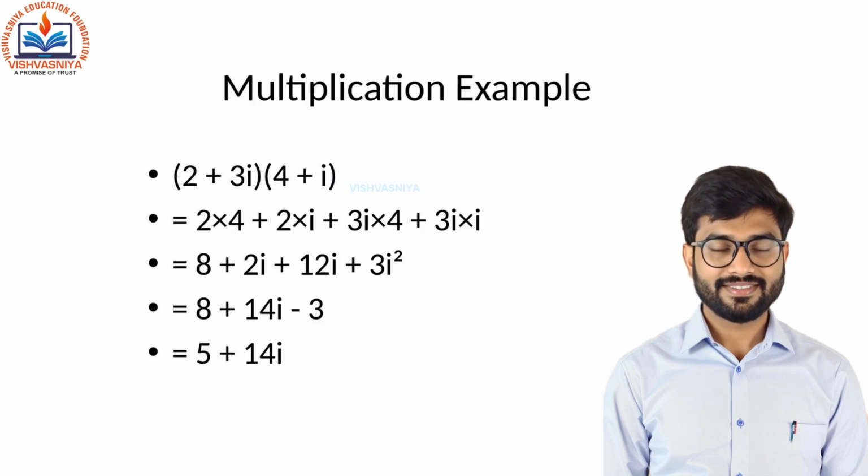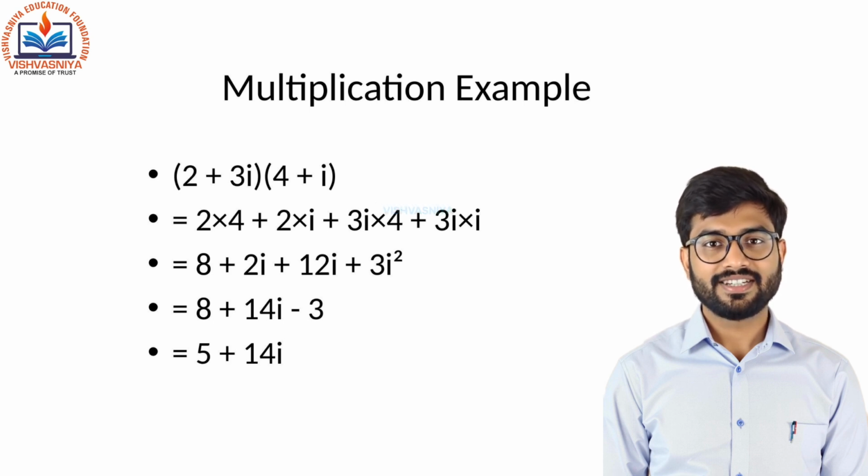Example: (7 plus 2i) minus (3 plus 5i) equals (7 minus 3) plus (2 minus 5)i equals 4 minus 3i. Multiplication of complex numbers. For multiplication, expand like binomials and remember that i squared equals minus 1. Example: (2 plus 3i) multiplied by (4 plus i). Step 1. Expand: 2 into 4 plus 2 into i plus 3i into 4 plus 3i into i. Step 2. Simplify: 8 plus 2i plus 12i plus 3i squared. Step 3. Since i squared equals minus 1, 3i squared equals minus 3. So result is equal to 8 minus 3 plus 14i, which is 5 plus 14i.